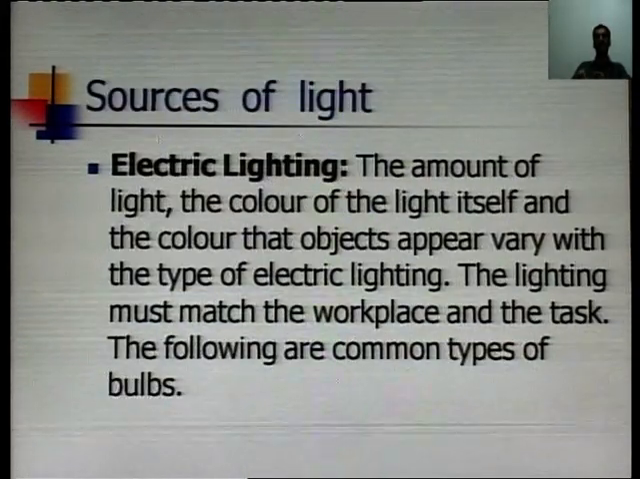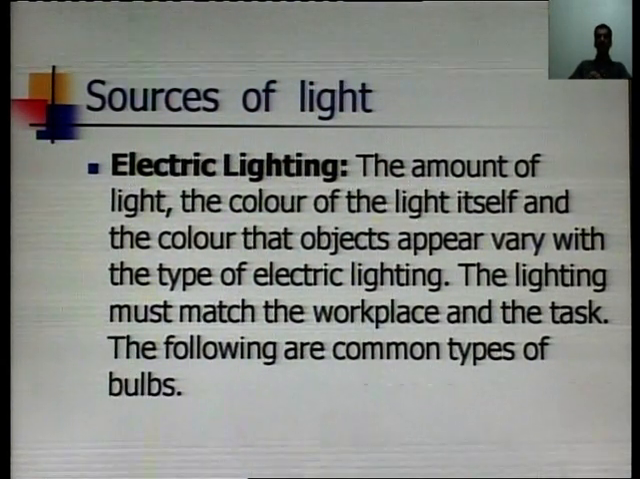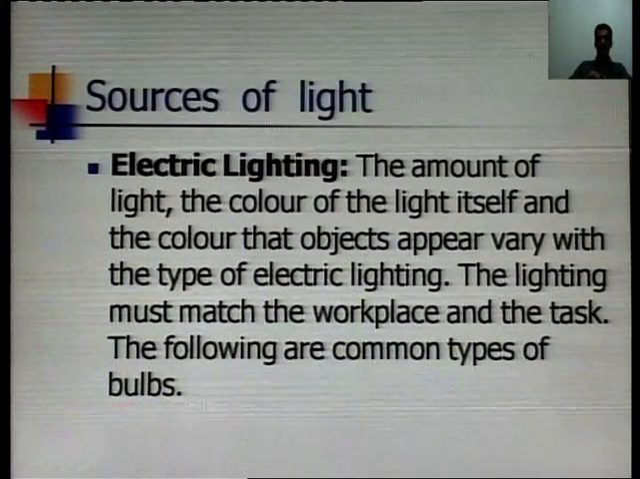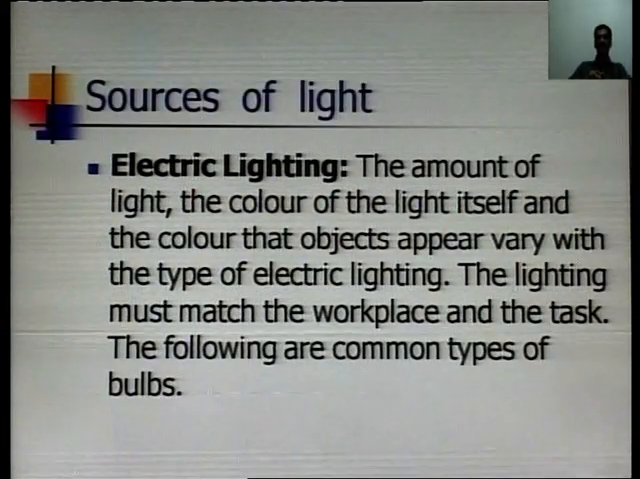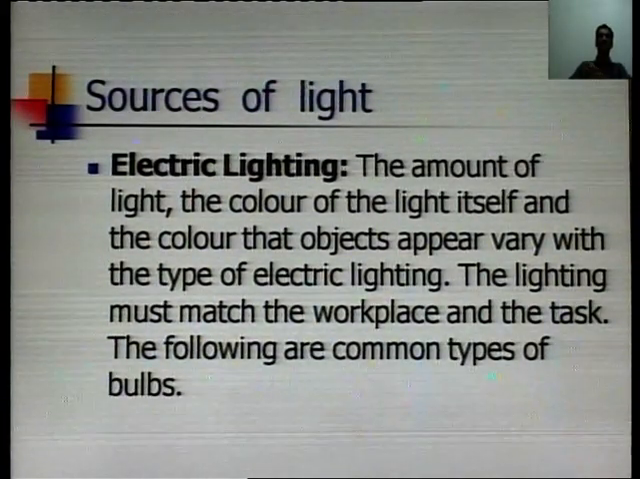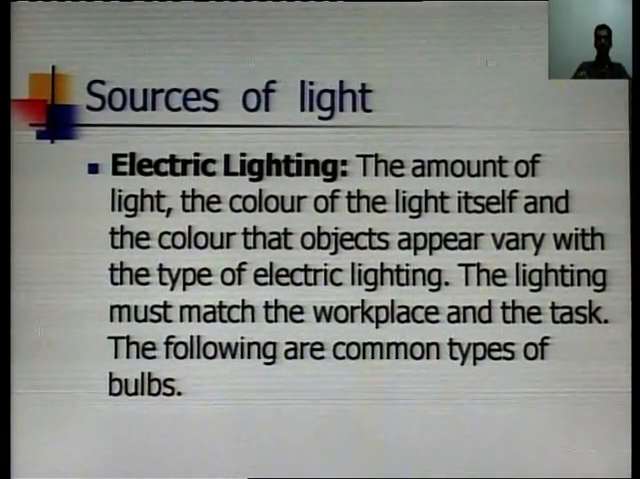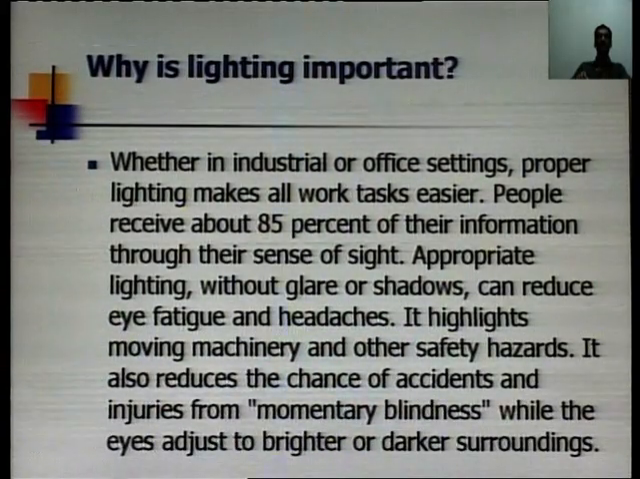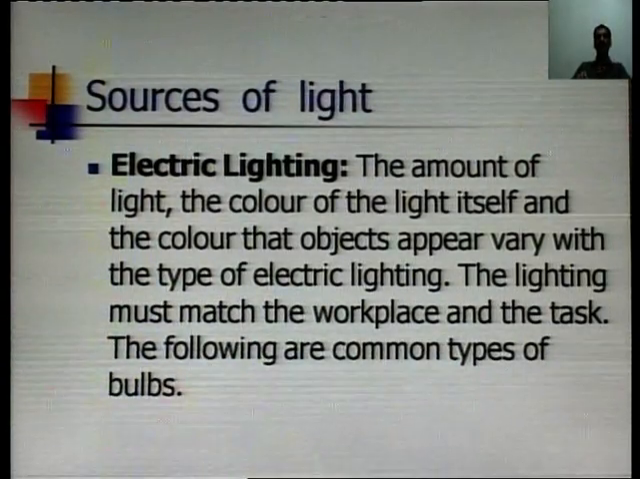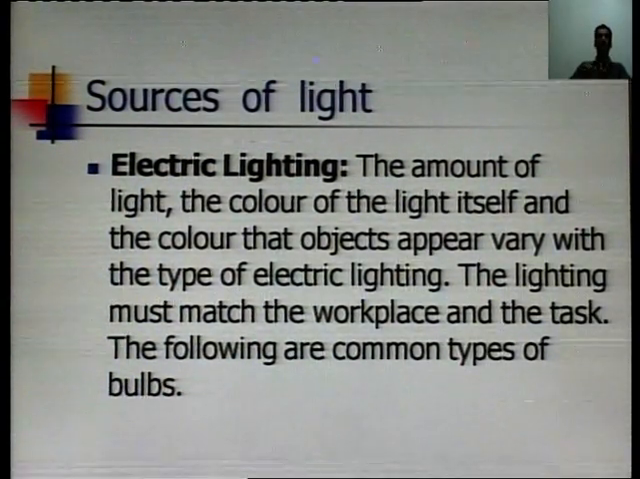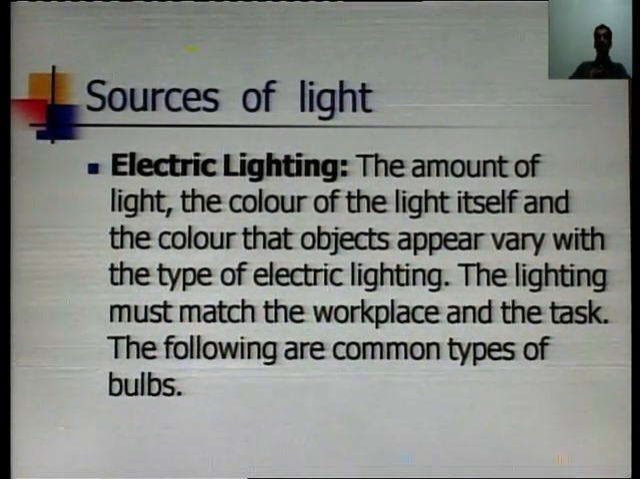We were discussing the sources of light. The first one is daylight. Then we have electric lighting. The amount of light, the color of the light itself and the color that objects appear vary with the type of electric lighting. The lighting must match with the workplace and task. There will be some types of bulbs, and what will be more important are the types of bulbs, which will be CFL or even halogen lighting and that kind of thing.